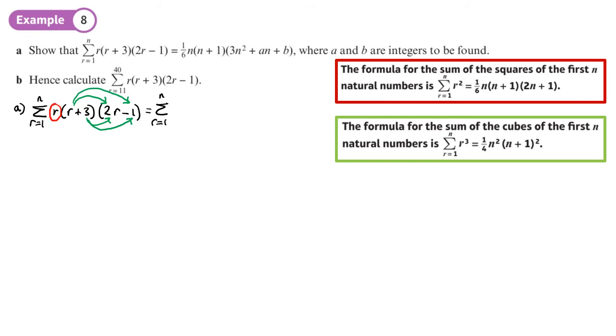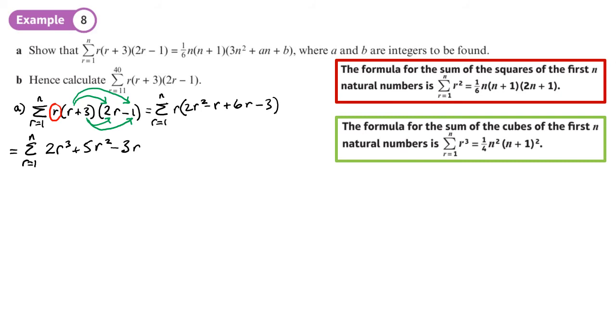So, actually, let me write out the full steps. So here, r times 2r squared. Then I'm going to have minus r plus 6r minus 3. Okay, now let's tidy that up from 1 to n. So that will become 2r cubed. Now we've got negative r plus 6r, which is going to be 5r, times r is going to be 5r squared, and then minus 3r.